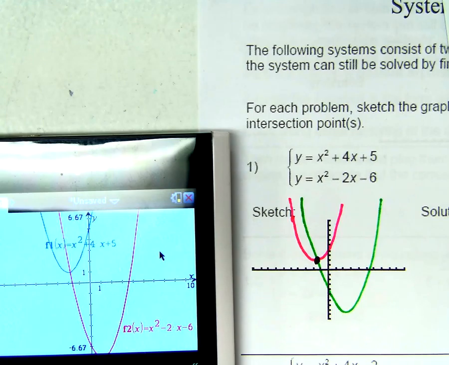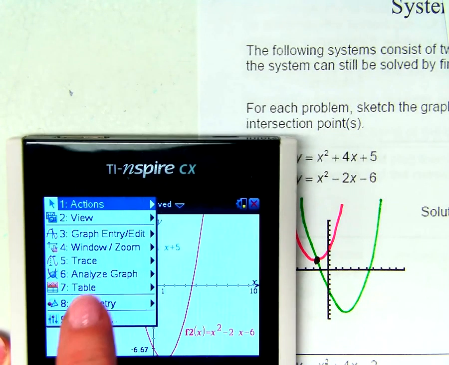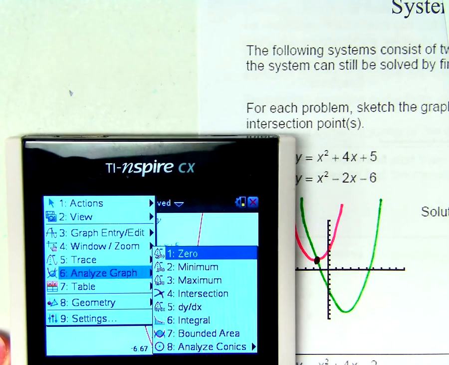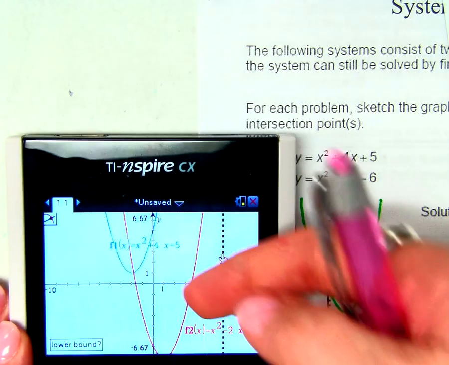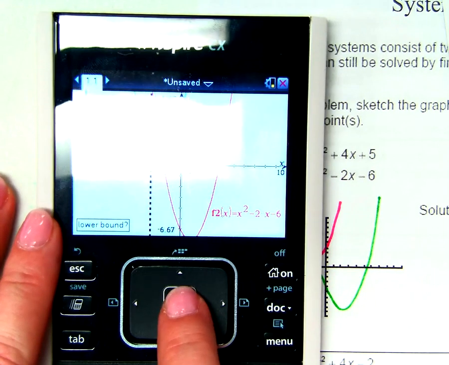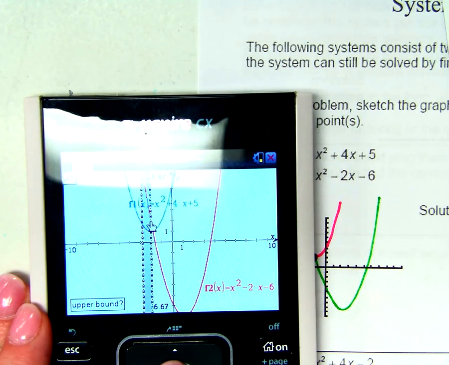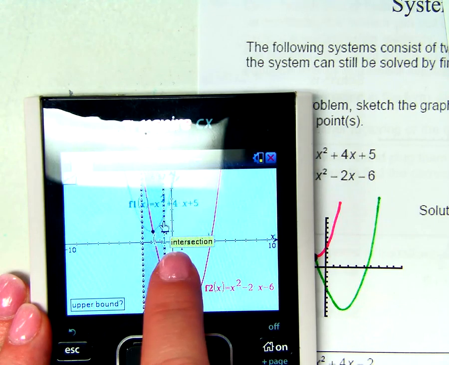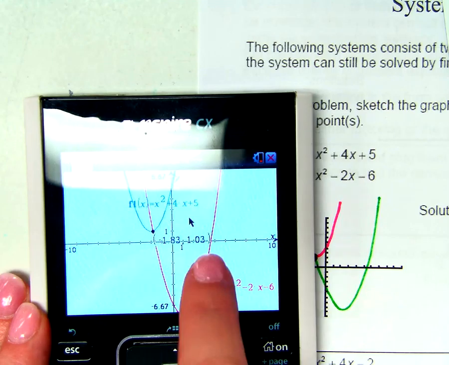How am I going to go about finding that point using my calculator? Menu, Analyze, Intersection. What do I have to do with that line? What is it asking for? Right there. Lower bound. That means I have to put it on the left-hand side of the intersection. Anywhere on the left-hand side will do. Then I click my middle button, this button right here. Notice that it now says upper bound. So I need to move this to the right-hand side of my upper bound. And as soon as I do, a word pops up that says intersection, and so do the coordinates of a point. What are those coordinates?